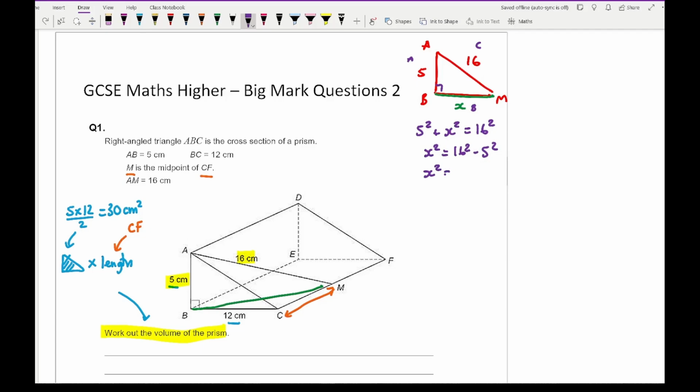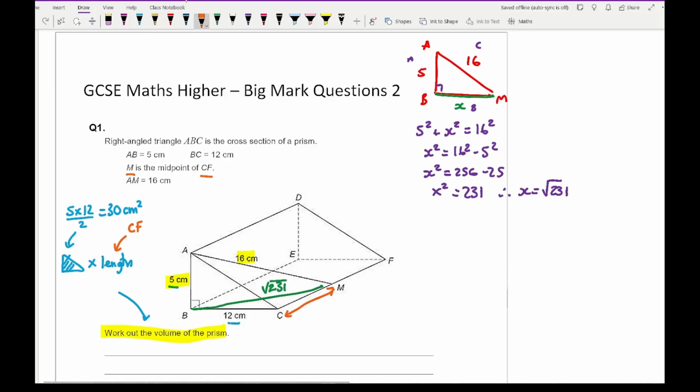So x squared equals 256 minus 25. So x squared equals 231. So therefore x equals root 231. So that little green length there is root 231.